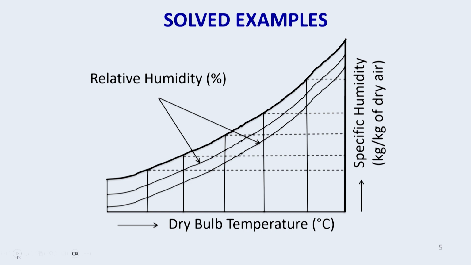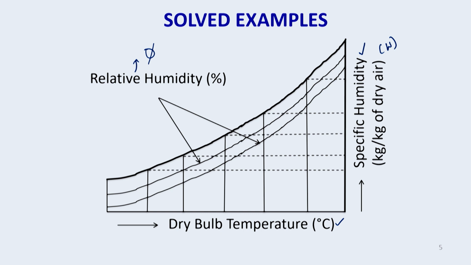The X-axis is the dry bulb temperature. And this is the specific humidity, represented by the capital letter W, kg of moisture present in 1 kg of dry air. And these curves are called relative humidity, that is phi.